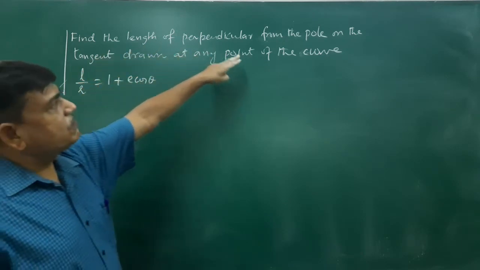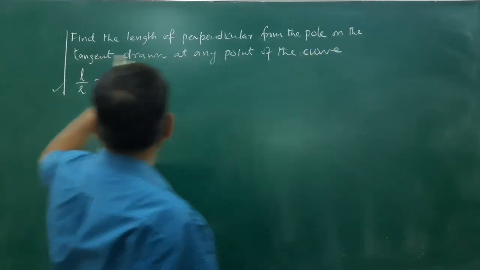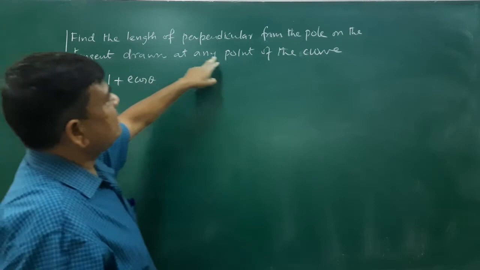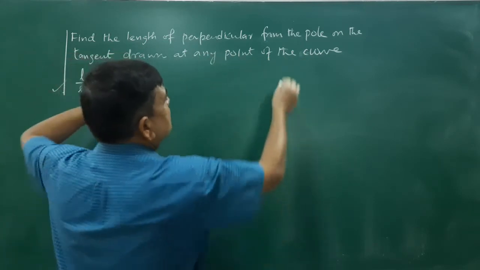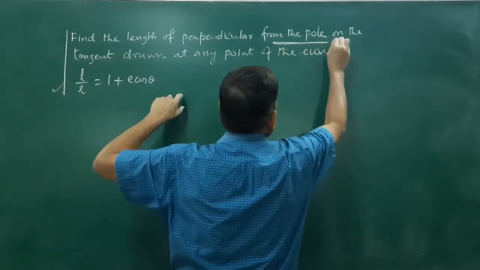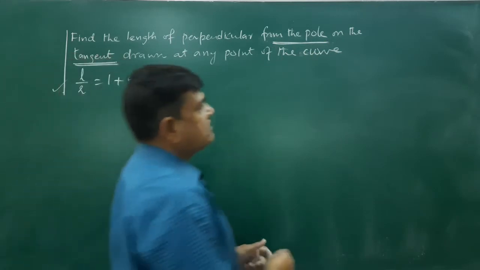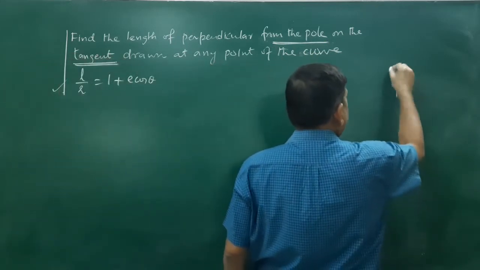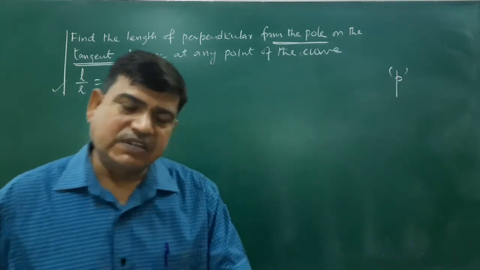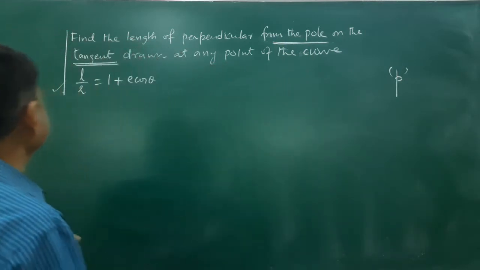Find the length of perpendicular from the pole on the tangent drawn at any point of the curve. Keep this in mind: from the pole on the tangent. It means you have to calculate p. So let us see.